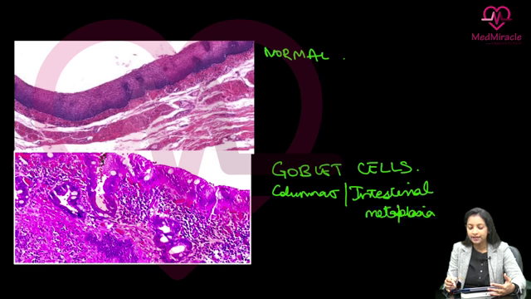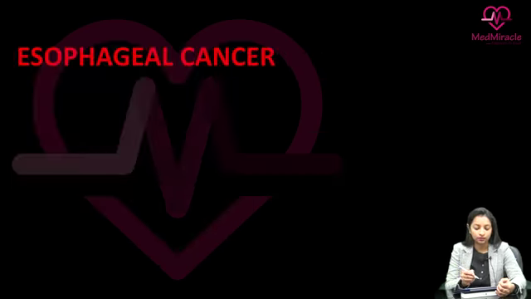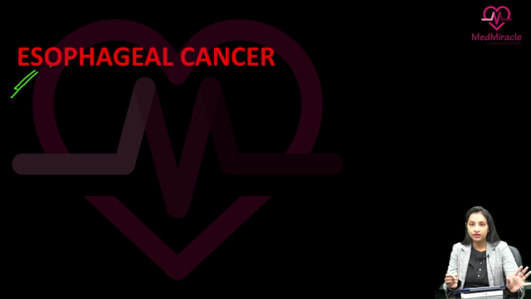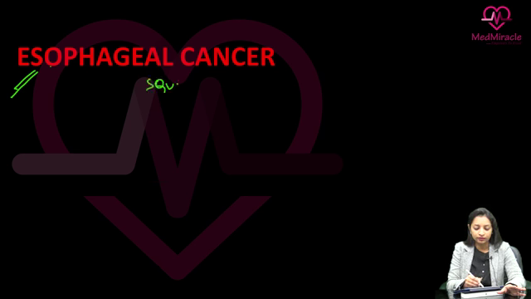So, this Barrett's can eventually give rise to dysplasia and adenocarcinoma. So, esophageal cancer. What is the most common type of esophageal cancer? This is an MCQ. The most common type of esophageal cancer is squamous cell carcinoma. And the other type is adenocarcinoma.